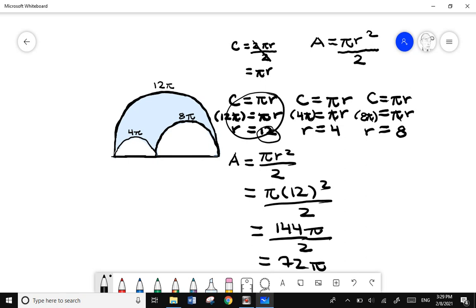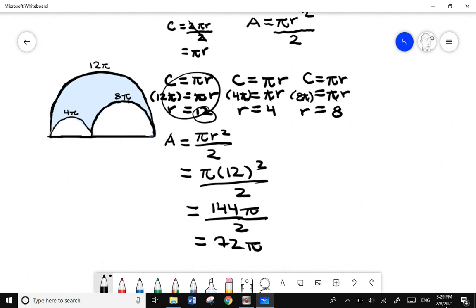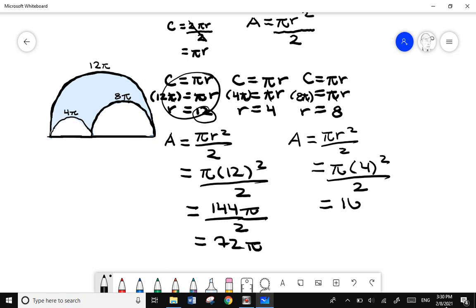And let's do it for the other two semicircles as well. Start with your formula. Your r is 4 this time, so let's substitute that in. Divided by 2. What's 4 times 4? It's 16 pi over 2. And then what's 16 divided by 2? It's 8. 8 pi.